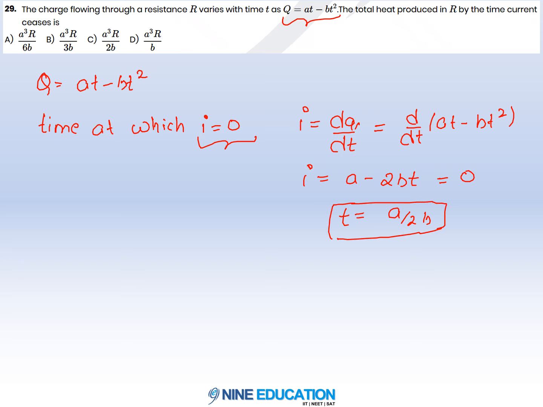Now the question is how to calculate heat produced. Again, we know heat produced across a resistor is dH equals I square R dt, because I square R is the power, the rate of change of energy.